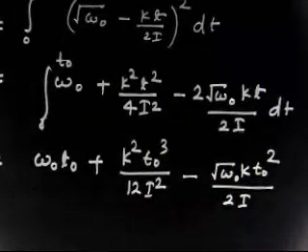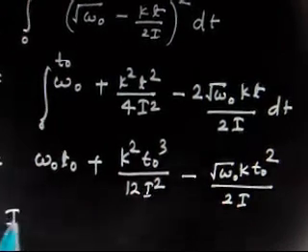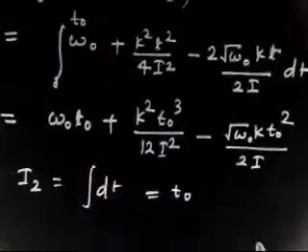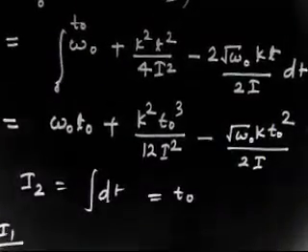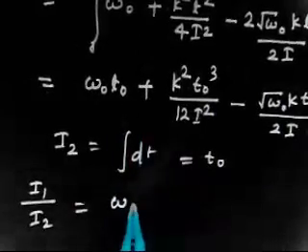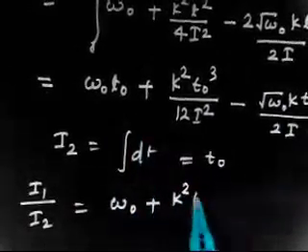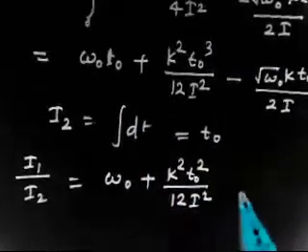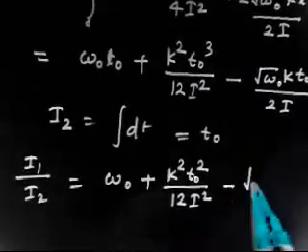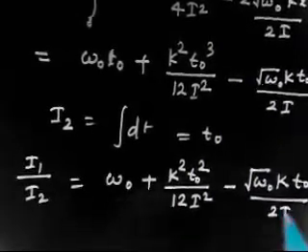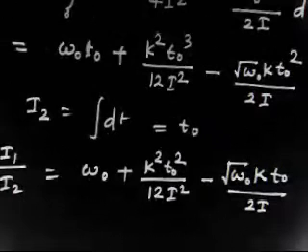So this will give you the numerator integration, and I2 will be simply integral of dt, that will be equal to t naught. So if I do I1 by I2, t naught cancels out. So you will have omega naught plus k square t naught square divided by 12I square, minus, t naught goes under root, omega naught k t naught by 2I. Are you getting? So let us copy this one.